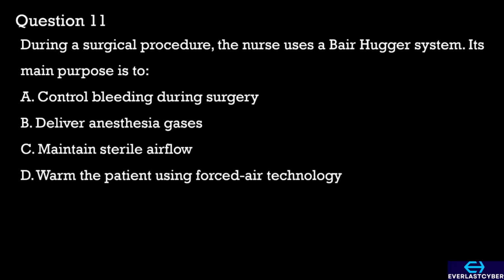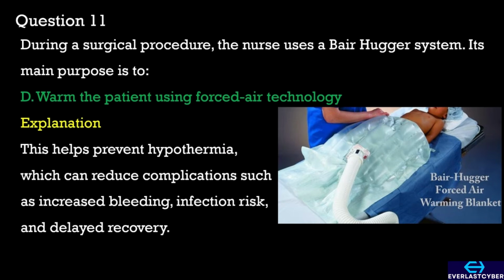And in option D, just a brief explanation, the Bair Hugger system is a patient warming device that uses forced warm air to maintain the patient's body temperature during surgery. This helps to prevent hypothermia, which can reduce complications such as infection risk, delayed recovery, and increased bleeding. So our answer here is option D. The Bair Hugger system is used to warm the patient using forced air technology in order to prevent hypothermia.